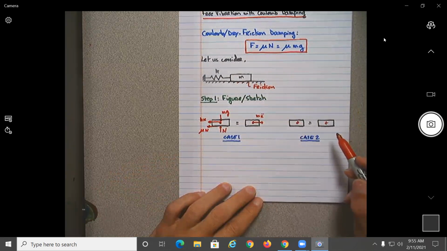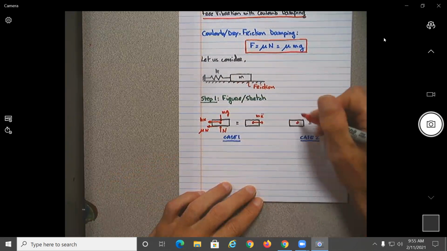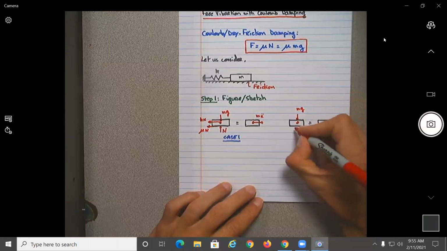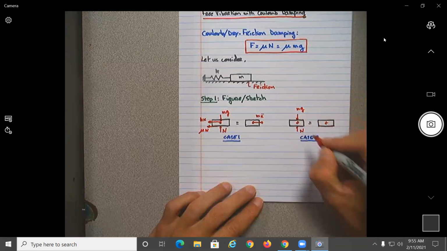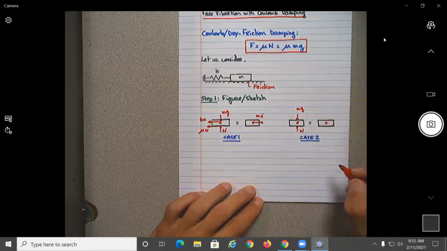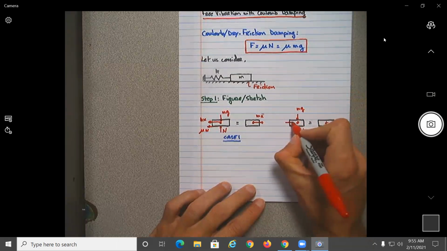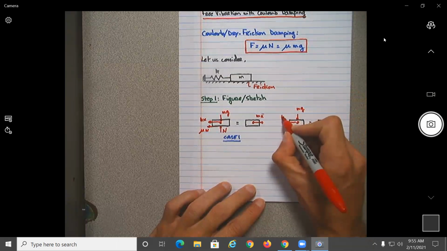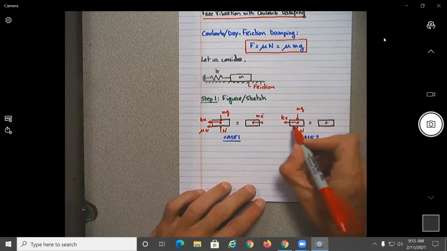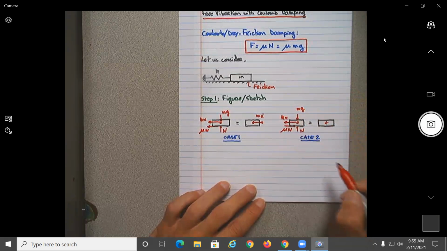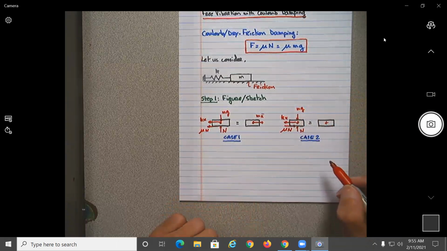Now, the other case. We're going to have basically the same figure, mg, and x, but now the friction force will be in the opposite direction.